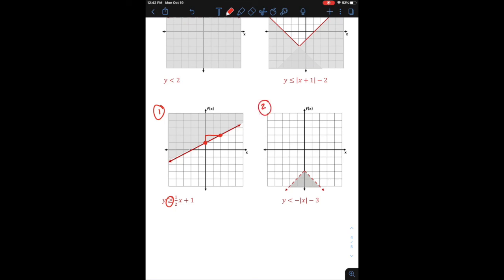And the second problem is going to be an absolute value inequality. It's going to be a less than sign because, first of all, it is a dotted or dashed absolute value graph, and the shading is below or inside the absolute value, so that's why it would be a less than. It is a negative on the outside since it's upside down, and it moved down 3 units, so we would put the -3 at the end.